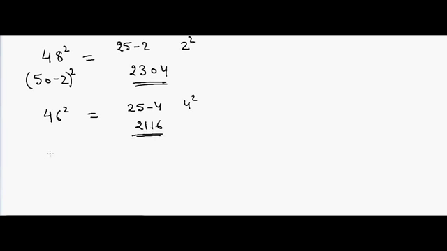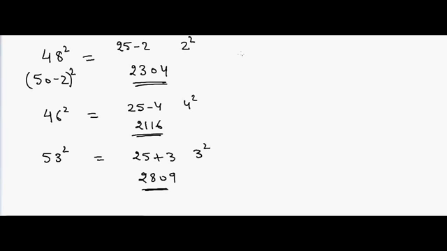Let's take another example. If I have 53 square, then in this case it will be 25 plus 3 and then 3 square, so the answer will be equal to 2809.